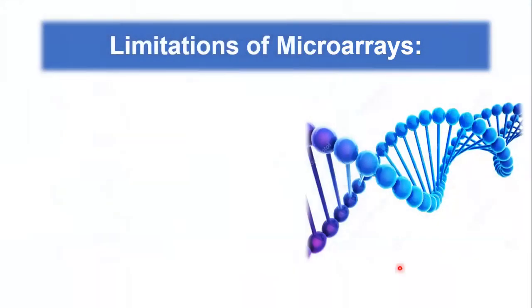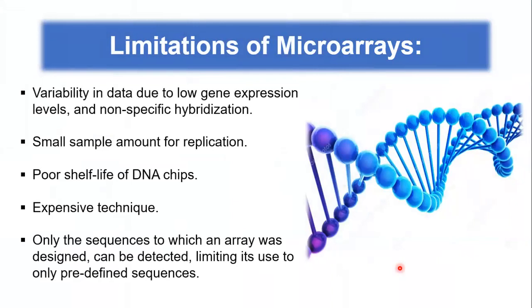At present, we are still struggling mainly with technological and computational limitations, and it must be emphasized that most results have to be considered somewhat preliminary, since technical tools and analysis methods do require validation. It is because of the variability in data due to low gene expression levels and non-specific hybridization. This is also because of the smaller sample amount for replication.